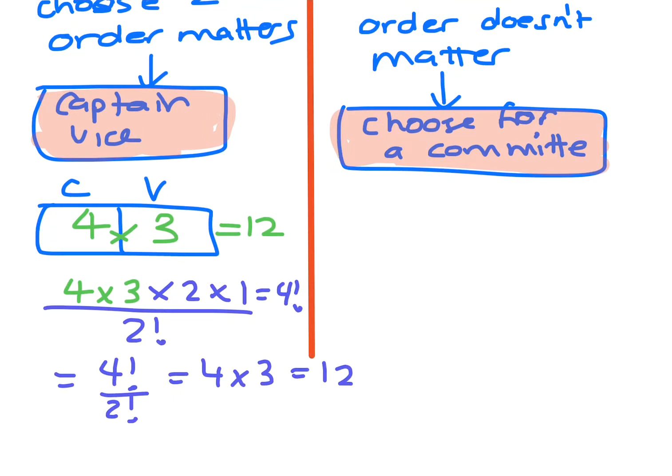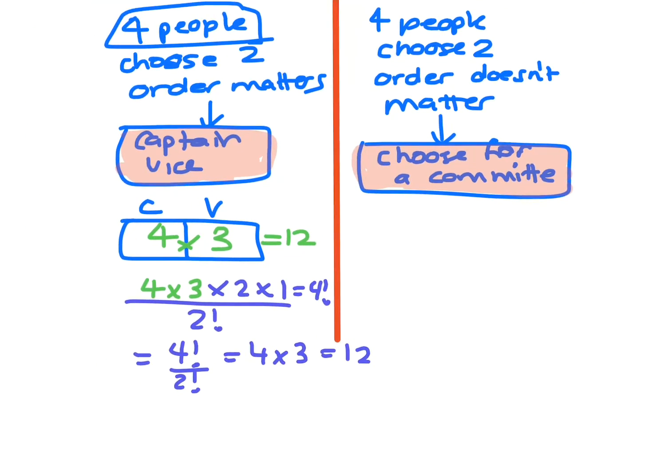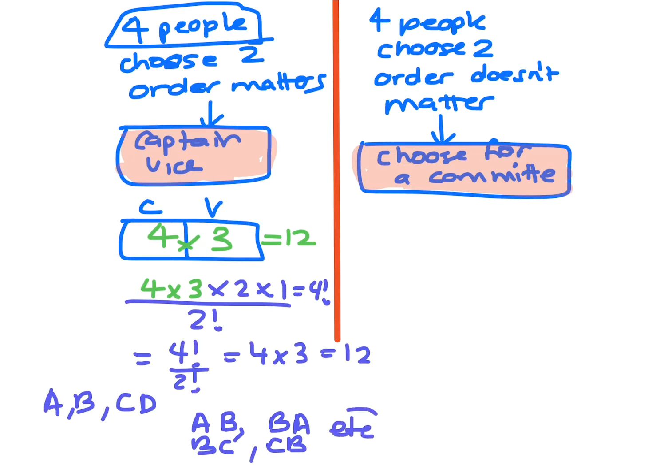So the difference with this one here, when we're choosing the 4 people, when we're going A, B, C, D, we're taking into account that AB and BA are different options. BC and CB are different options, etc. I won't write them all out because there's actually 12 of them. You could do C with D, C with B, C with A, and then do it all the other way around as well. A with C, A with B.